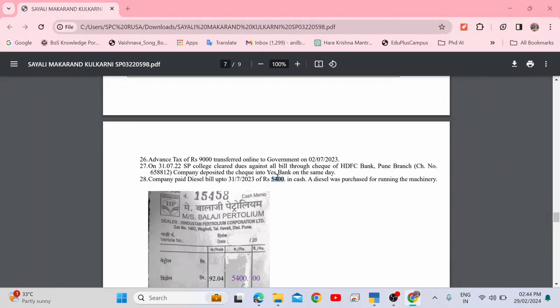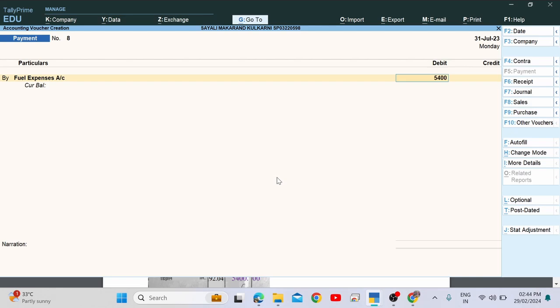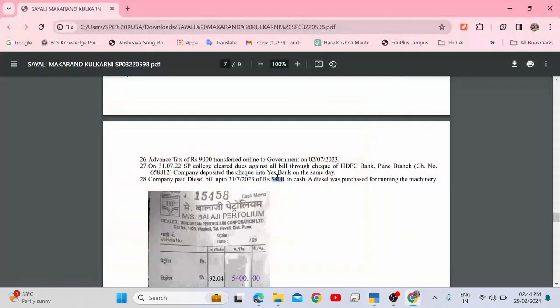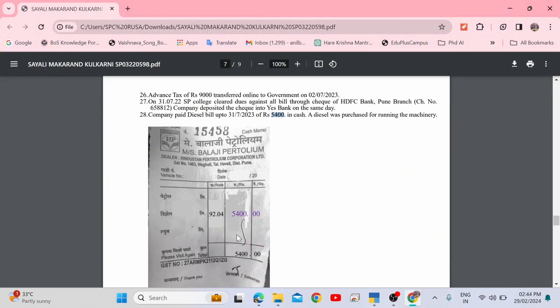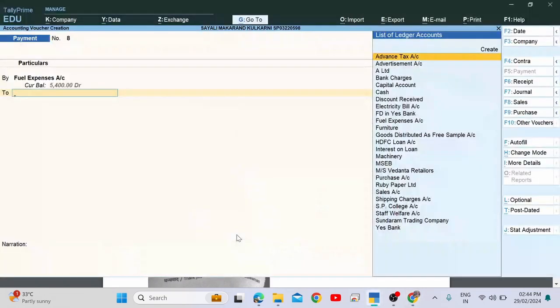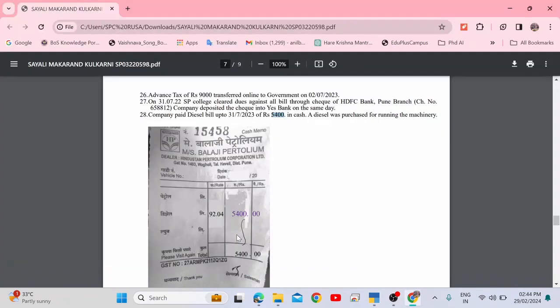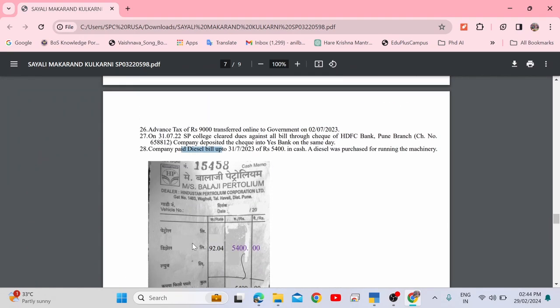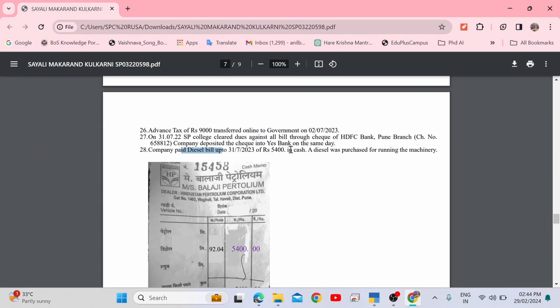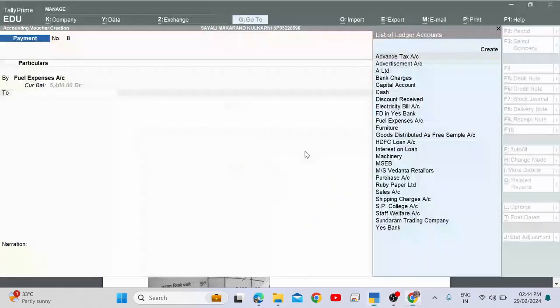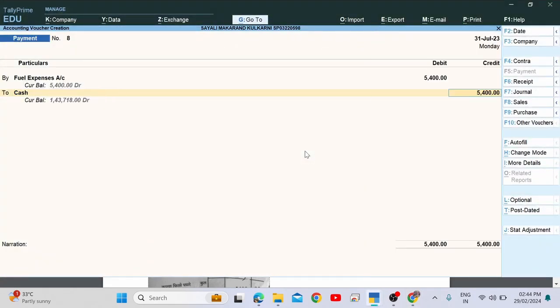And then 5,400 we paid. 5,400. The bill is also given, correct. This is from Balaji Petroleum. 5,400, and then did you pay that in cash or what? Paid diesel bill. Generally we pay that in cash. Have they mentioned it is in cash? Oh yes, mentioned. No need to assume. Select cash.